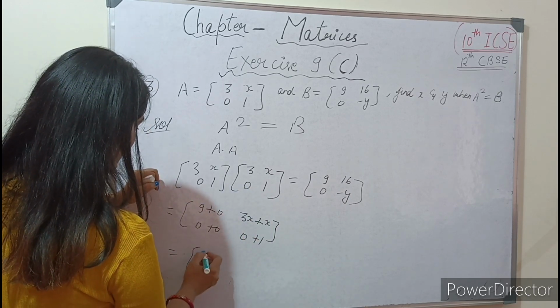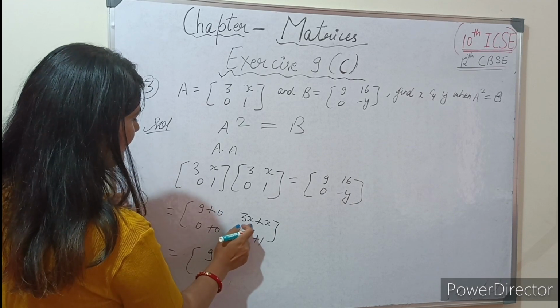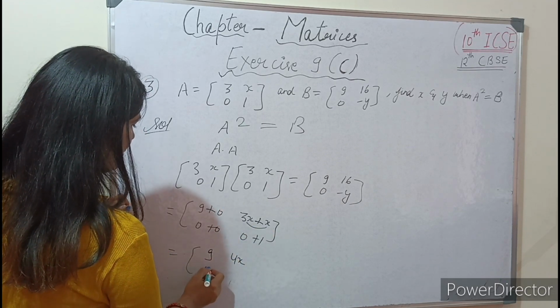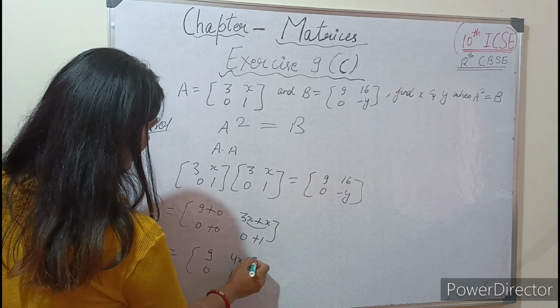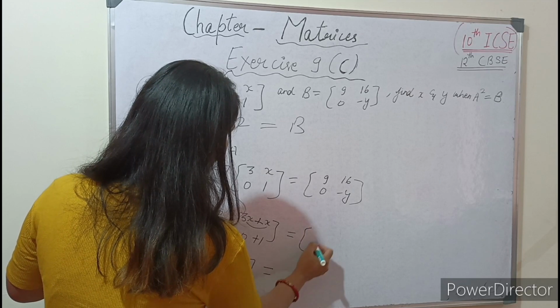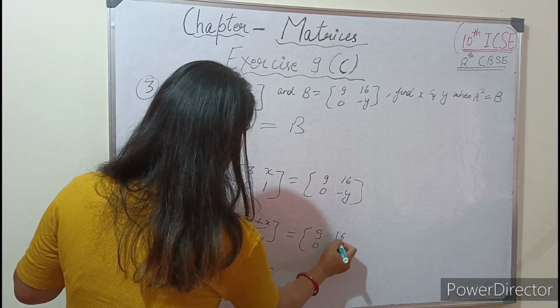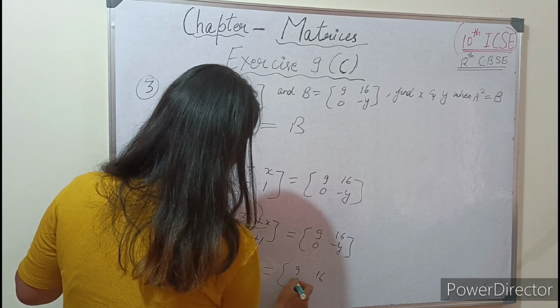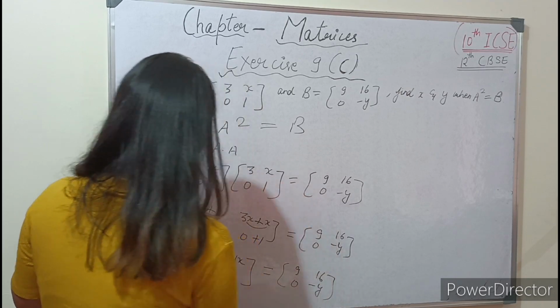So finally your answer is 9, 3x plus x is 4x, and 0 plus 0 is 0, and 0 plus 1 is 1. Now this is equal to, you write the same matrix as it is: 9, 16, 0 and minus y.